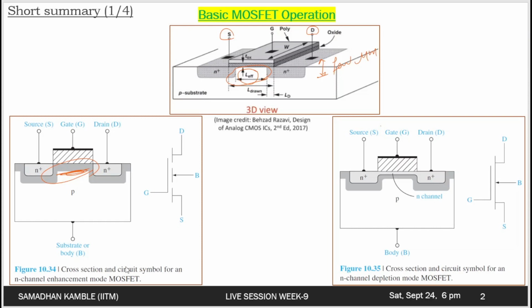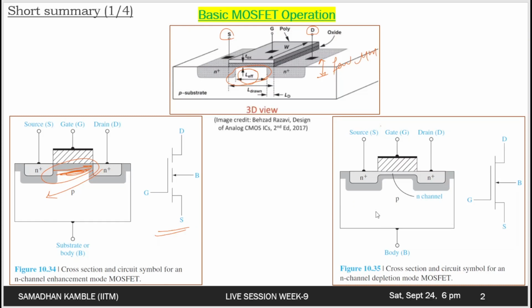Okay, the source terminal is the source of the carriers that flow through the channel to the drain terminal. For this N-channel device, electrons flow from the source to the drain, so the conventional current will enter the drain and leave the source. So the electrons move from this side to this side, but the conventional current is opposite of the electron flow as we know it. And the conventional circuit symbol for the N-channel enhancement mode device is also shown here. So this is the circuit symbol.